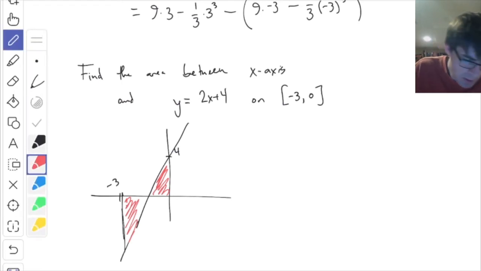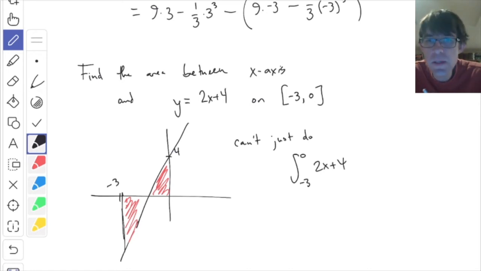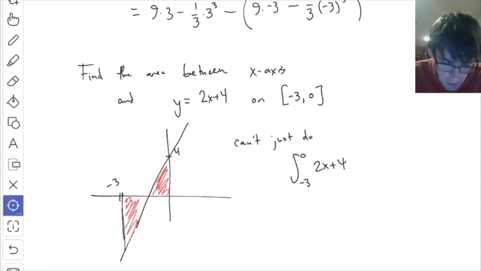The reason you need to understand this is because, let me just say, you can't just do the integral from minus 3 to 0 of 2x plus 4. This would be easy. But this will give you the wrong answer, and the reason is because when you do an integral, it is measuring the area under the curve, but this is sort of a technicality that I mentioned in the videos. It hasn't really come up much. It matters in this section though.